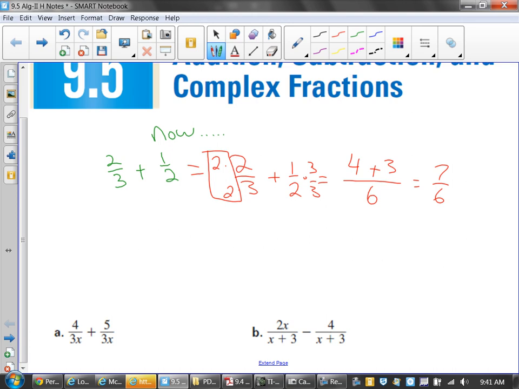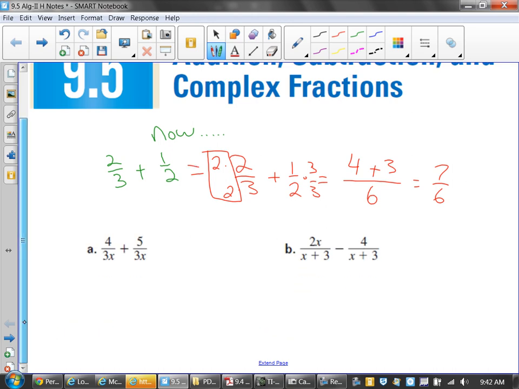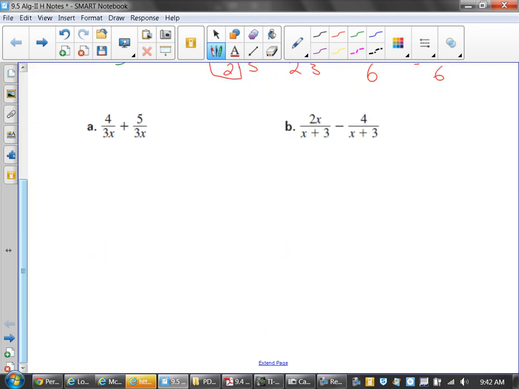So what happens here when you do this with the weird stuff is the same basic idea. You're going to be factoring through to find a common denominator, multiplying by pairs of 1s and going there. Unless they already have a common denominator. These are the ones that make you smile. 4 over 3x plus 5 over 3x. Do they have a common denominator? Yes. What do you get?